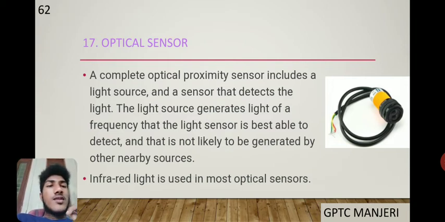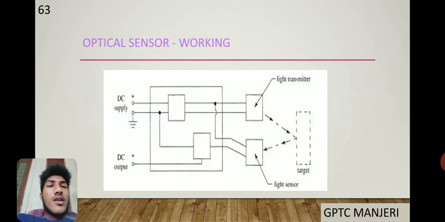These have the same principle or procedure as the IR sensor. This is the working diagram of the optical sensor. There is also a transmitter and a receiver. So there is a light producer, the light transmitter. The optical sensor has a region. The target enters the region. The light bounces off the target and is reflected to the light sensor, and the presence of the target can be detected.